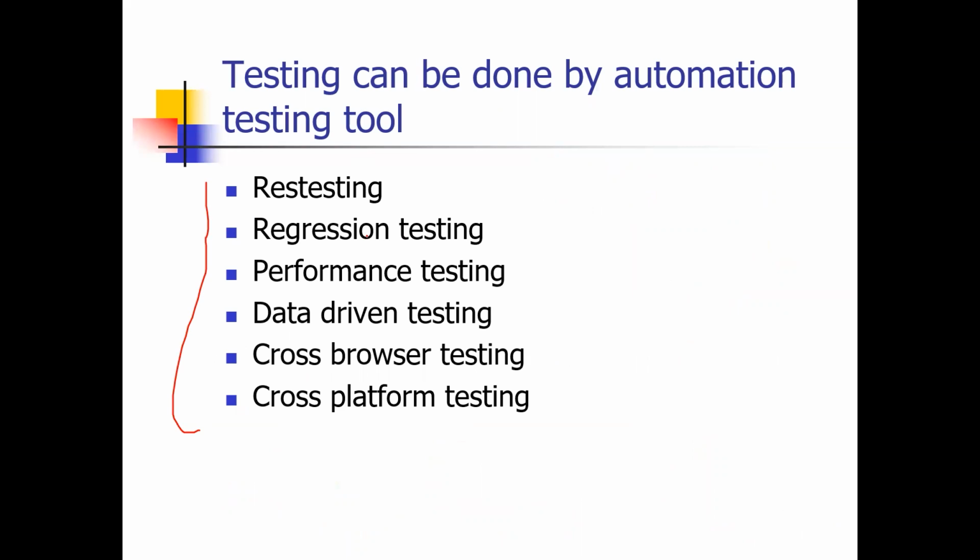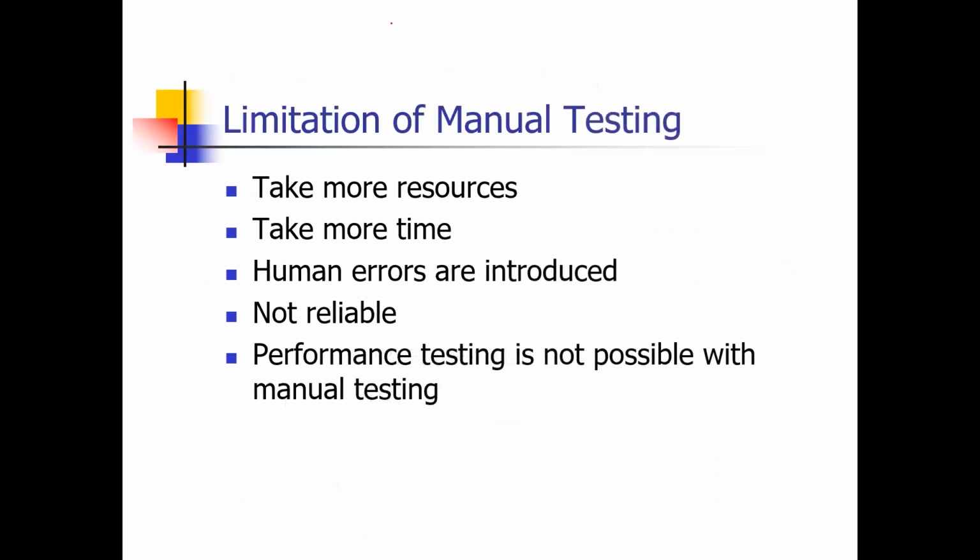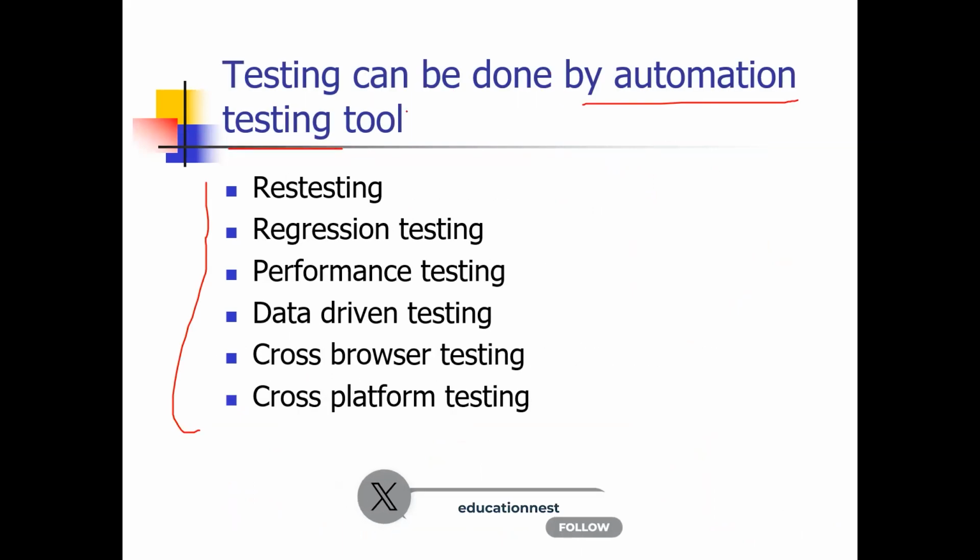So this was a short, brief overview about what automation is, what the limitations of manual testing are, and why an automation testing tool is required. Because there were some limitations in manual testing, that's why we jump to automation testing. For automation testing, we require an automation testing tool, and with such a tool, these tests are possible.